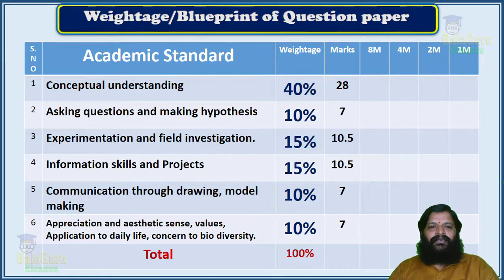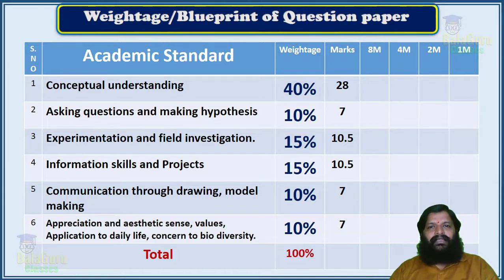Next, asking questions and making hypothesis. Guess what happens if concave mirrors or spherical mirrors are not discovered? They may ask questions like that. Next, experimentation and field investigation. We have only one experiment, that is the lab activity, which is most important for an 8 marks question we can expect in the SSC public examination.